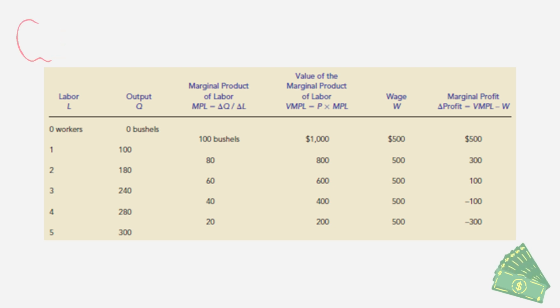And the wage for 1 worker is $500. So with the revenue of $200 minus the expense of $500, which is the wage for the workers, the marginal profit will be minus $300. As we can see, the more apple pickers that are hired, the lower the profit for the firm. That's why the firm doesn't want to hire more apple pickers, because it will decrease the firm's profits.